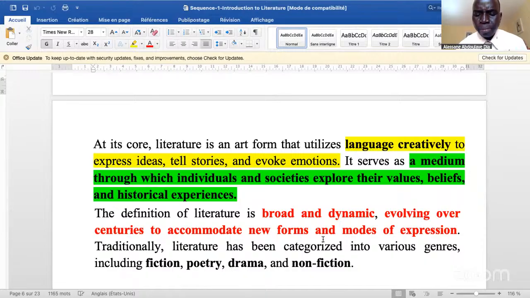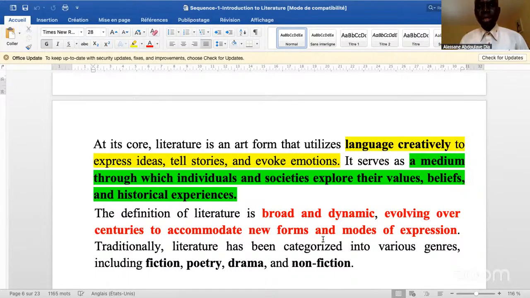Why does it evolve? Maybe 100 years ago, that is what literature meant. In the Middle Ages, that is what literature meant. And today, in the digital era, there is what literature means. So it is dynamic. When we say it is dynamic, it means it evolves in time.